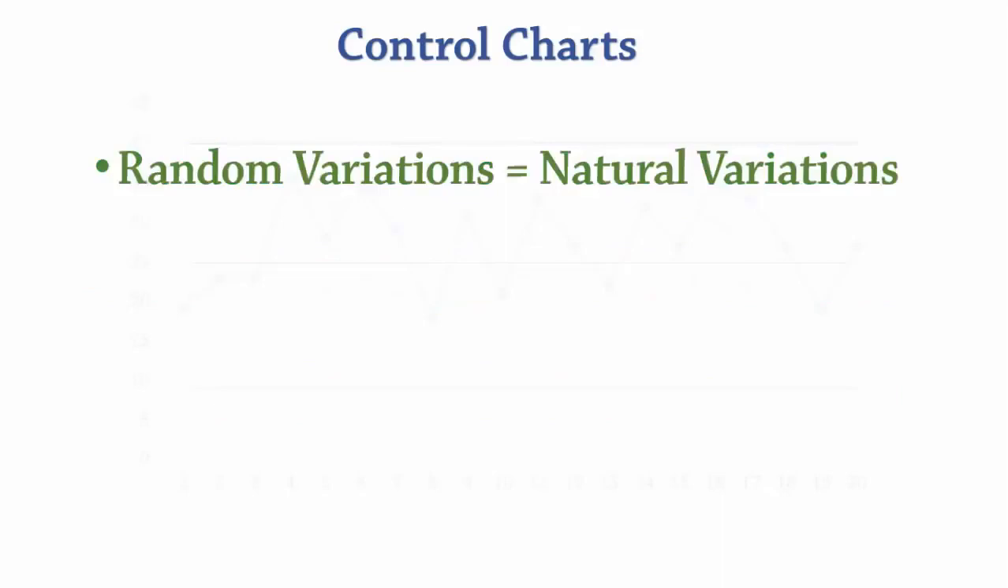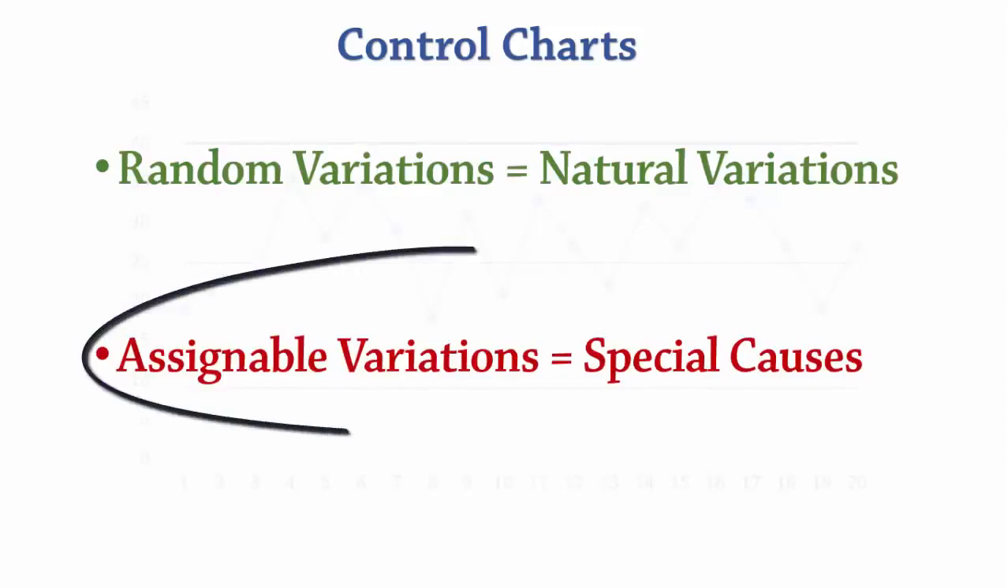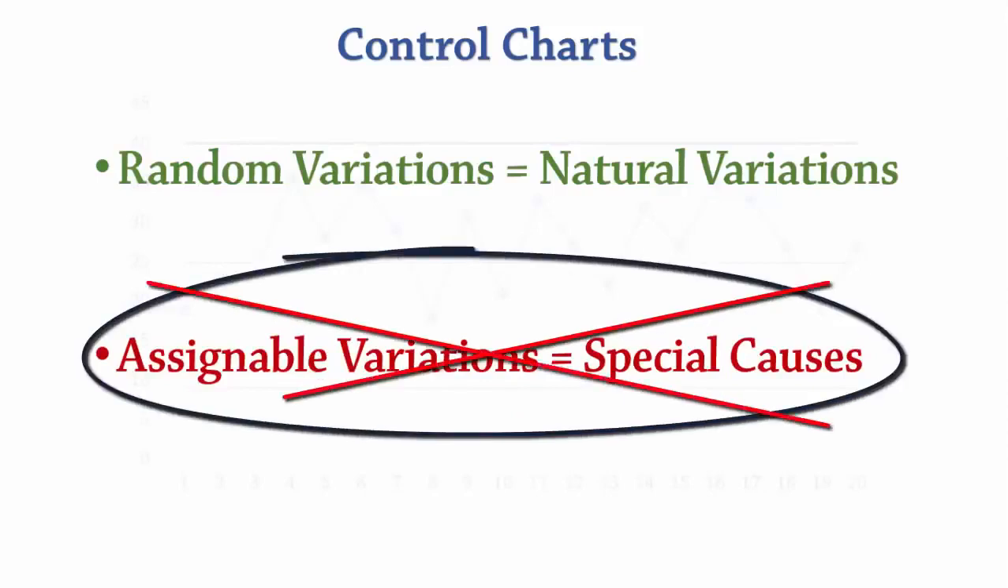Random variations, also called natural variations, are present in every system. Assignable variations, on the other hand, are special causes of variation. So the objective of statistical process control is to identify and eliminate these external causes of variation.